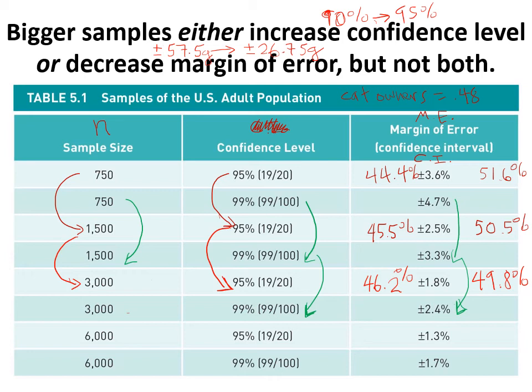But what you will notice, I guess the point is that if you want to change your confidence level, so as soon as you change your confidence level, so here we had 750 and 750, that wider confidence levels are associated with bigger margins of error, I guess is really the point here.